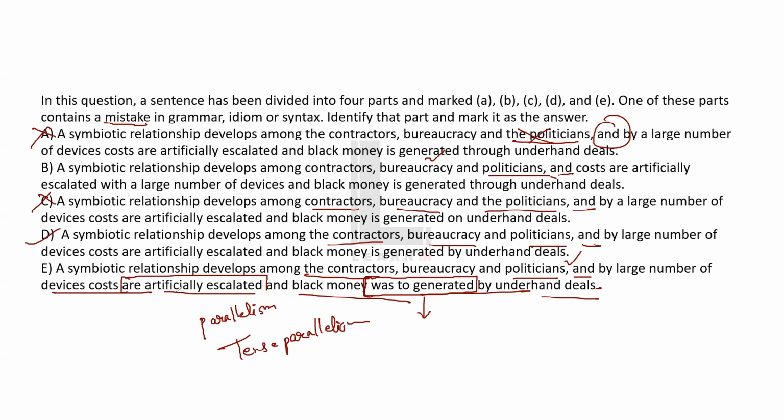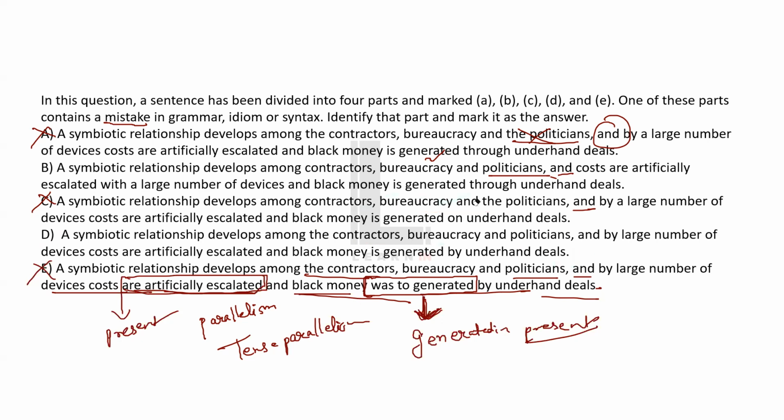Now, what is this? Costs are artificially escalated, present tense, and black money was to be generated. Why is this coming here? If costs are artificially escalated, so the money should be generated in the present. Are you getting me? So this defies that logic, and hence this is wrong. Now we have easily eliminated 4 options, right?